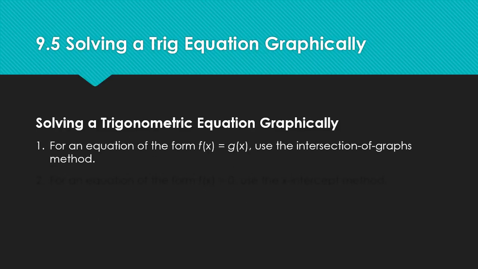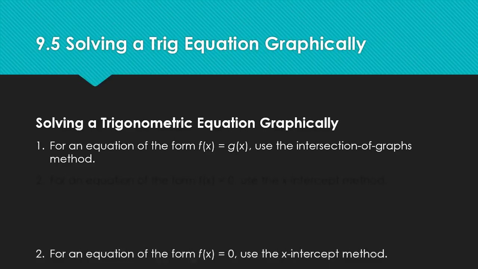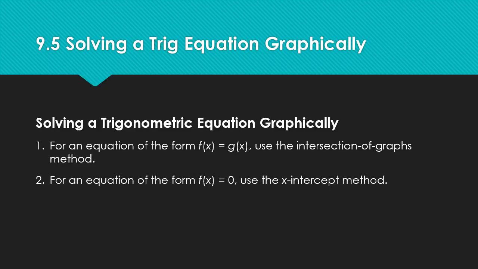Graphically, if the equation is f of x equals g of x, then what you can do is make the left side y1, the right side y2, and then see where the graphs intersect. So you'll do second trace, intersect. If the equation equals 0, then just graph that as y1, and you're going to calculate zeros on your graph.